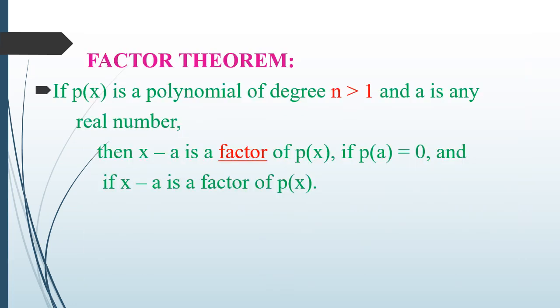Factor theorem. If p of x is a polynomial of degree n greater than 1 and a is any real number, then x minus a is a factor of p of x if p of a is equal to 0, and if x minus a is a factor of p of x.